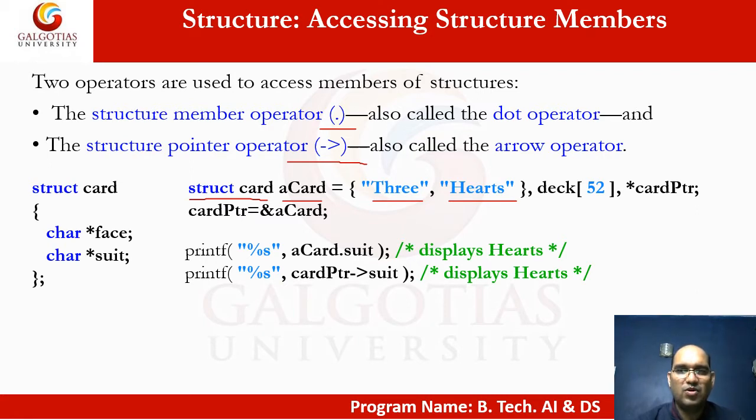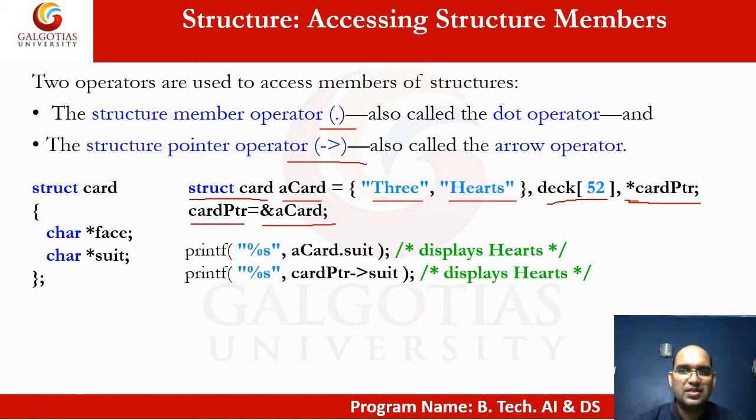We have two more objects of this structure. One is the deck 52, that is the array of structure, and the second one is the card ptr, that is the pointer to the structure. So we have fetched the address of a card structure and we have stored the value of that address in card ptr, right? Because card ptr is of pointer type, right? Now what I am trying to explain here is where you can use the dot operator and where you can use the arrow operator.